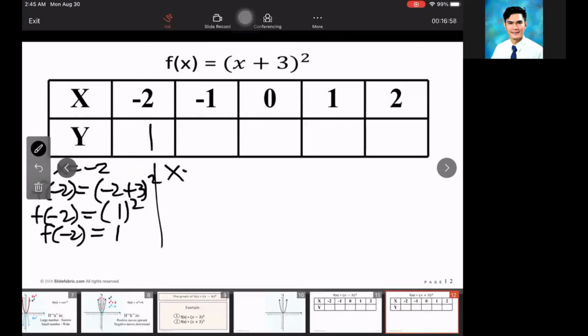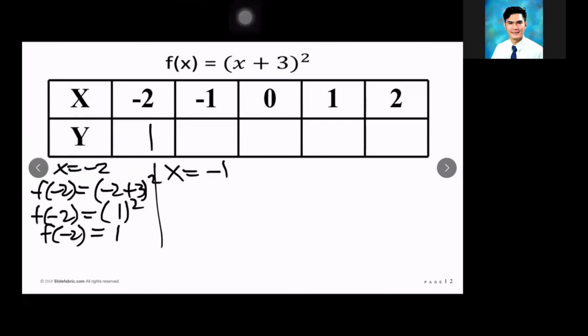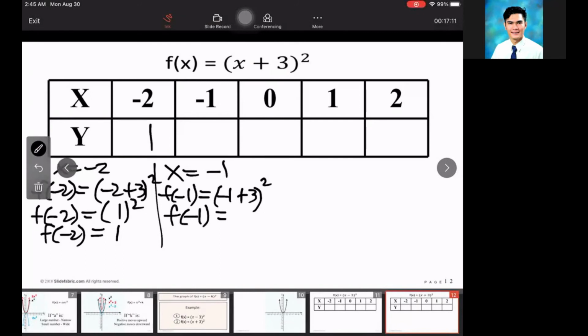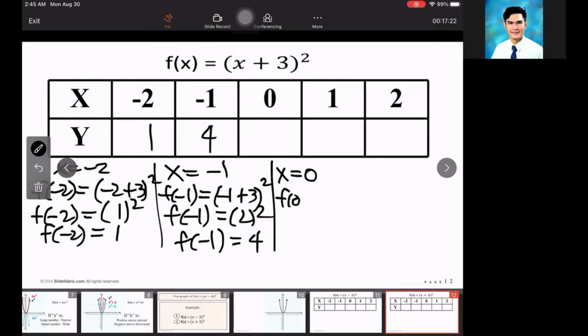Next, x is equivalent to negative 1, so f of negative 1 is equivalent to negative 1 plus 3 squared. Negative 1 plus 3 is just 2, then squared. So f of negative 1 is equivalent to 4. Next, x is equivalent to 0. F of 0 is equivalent to 0 plus 3 squared, which is 3 squared, or f of 0 is equivalent to 9. So let us just write it down.